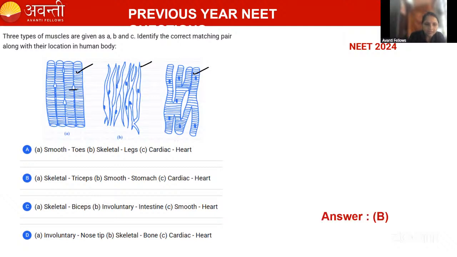Right. The first one is having the striation and multinucleated, that is a skeletal muscle. Then the second one is a smooth muscle, we can see in the stomach. And the third one is a cardiac muscle, we can see in the heart. You have to see this also.